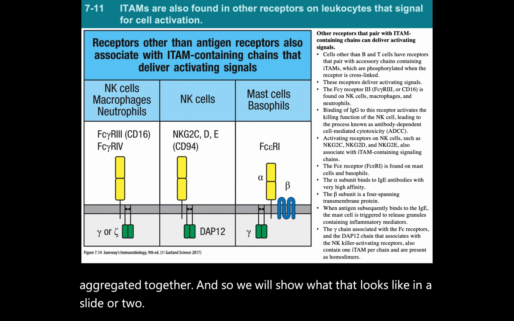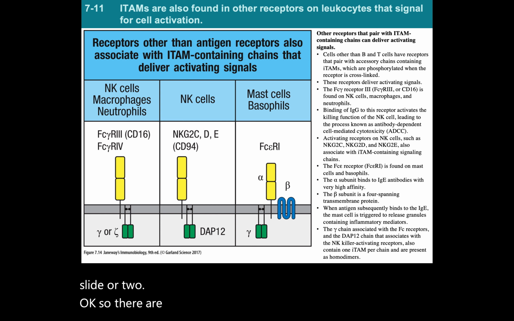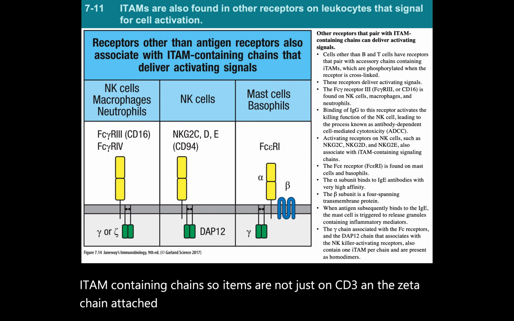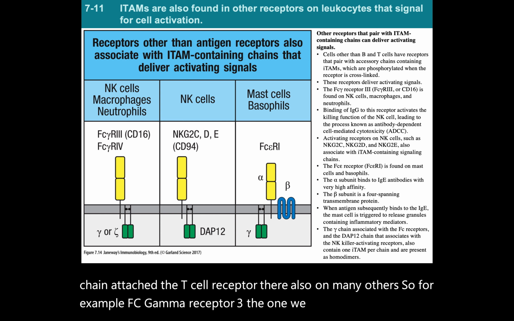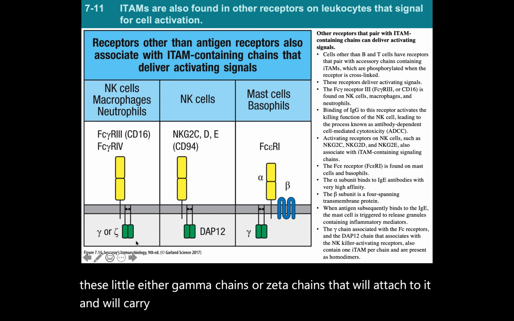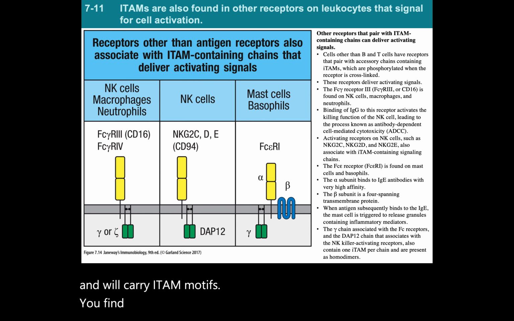Okay, so there are a variety of receptors that also associate with ITAM-containing chains. So ITAMs are not just on CD3 and the zeta chain attached to the T cell receptor. They're also on many others. So for example, FC gamma receptor 3, the one we just mentioned, has these little either gamma chains or zeta chains that will attach to it and will carry ITAM motifs. You find that on NK cells, macrophages, and neutrophils.